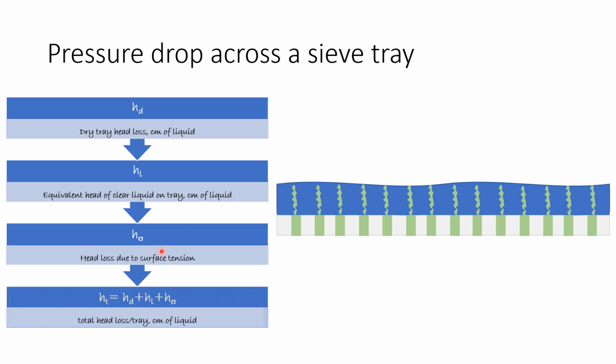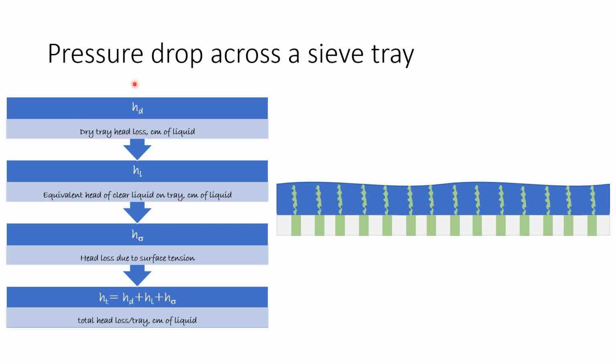So the total pressure drop, or the total head loss, will be the summation of these head losses. And once we know the total head loss, we can convert it to Pascal per tray by delta P equal to rho g H, where rho is the density of the liquid, g is 9.81 and H is the total H, and that's going to be the pressure drop per tray.